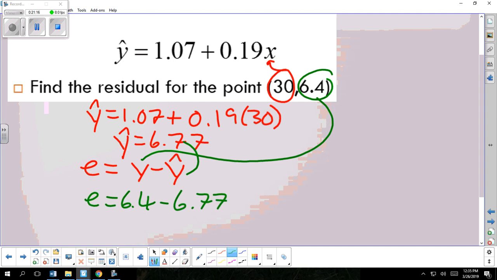So you only plug in the first number to the equation? Yep, that's the x coordinate. What we're doing is calculating the vertical distance between the point and what would be on the line. Okay, so we get a residual of negative 0.37. Remember, residuals can be negative.